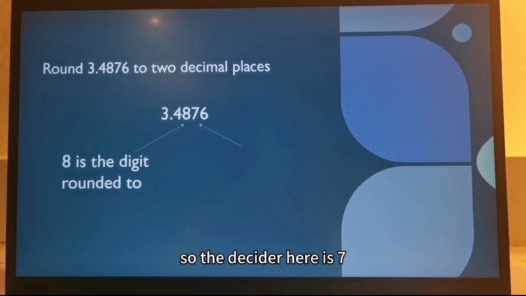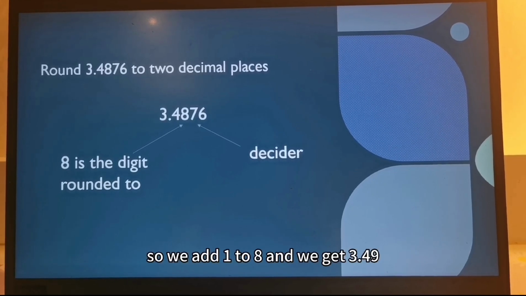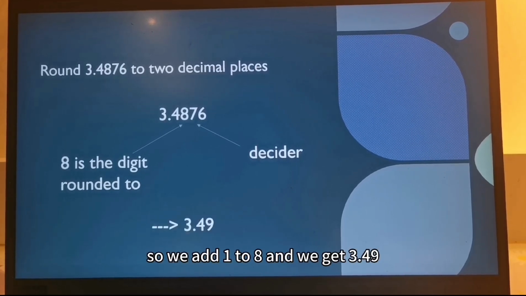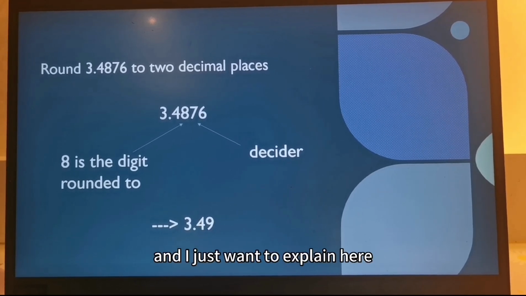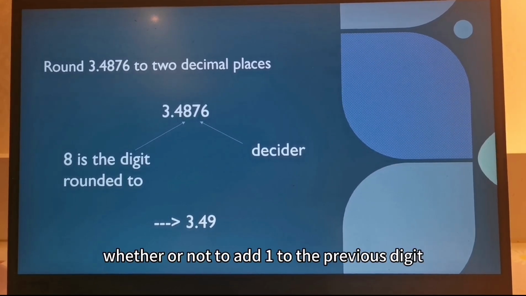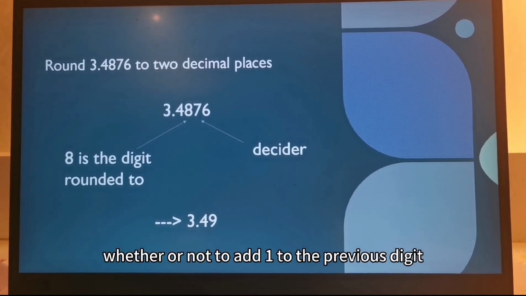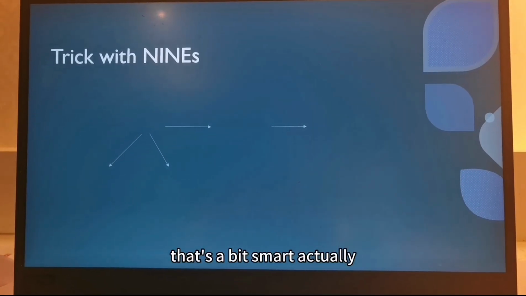The decider here is 7, and it is more than 5, so we add 1 to 8 and we get 3.49. And I just want to explain here that it is called the decider because it decides whether or not to add 1 to the previous digit. That's a bit smart actually.